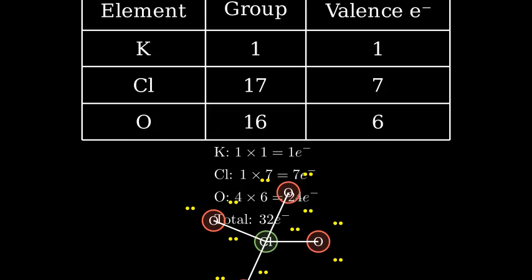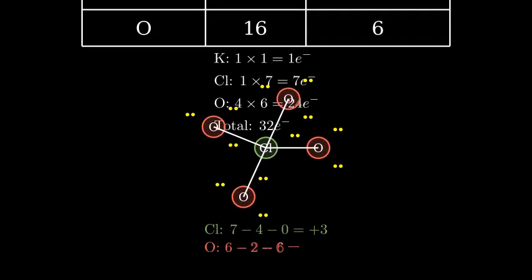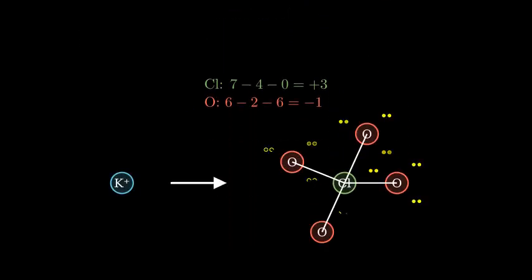Let's check the formal charges. For chlorine, 7 valence electrons, minus 4 bonding electrons, minus 0 non-bonding electrons, gives a formal charge of plus 3. For each oxygen, 6 valence electrons, minus 2 bonding electrons, minus 6 non-bonding electrons, gives a formal charge of minus 1. The potassium ion forms an ionic bond with the perchlorate ion.